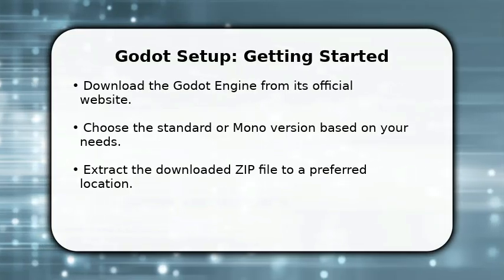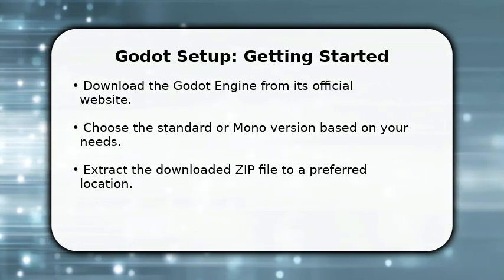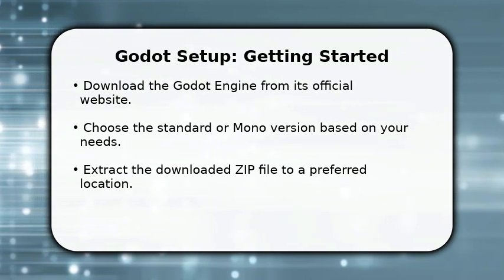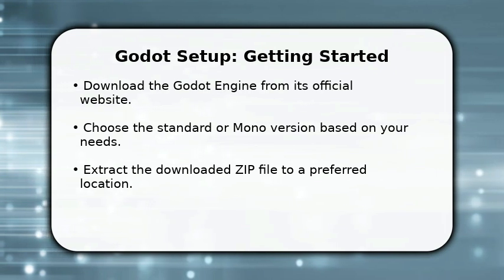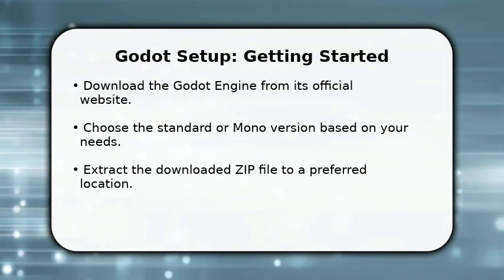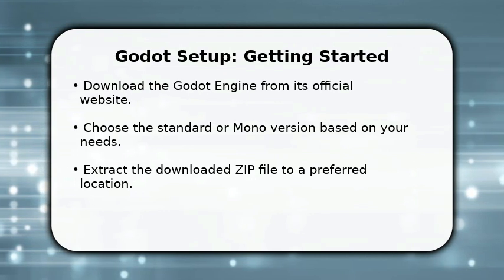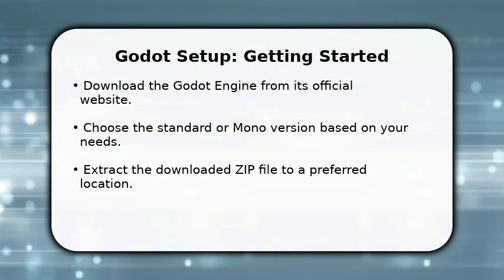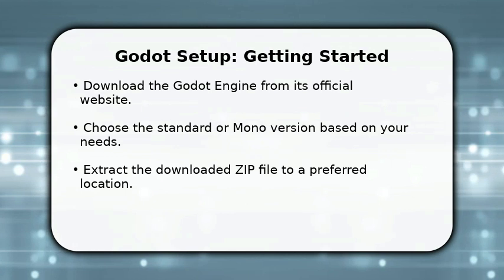In this video, I will explain how to set up Godot. First, navigate to the official Godot engine website and download the appropriate version for your operating system. You'll typically choose between the standard version for GDScript or the Mono version for C# development. Once downloaded, simply extract the contents of the zip file to a folder on your computer where you'd like to keep your Godot installation. It's a straightforward process to get started.